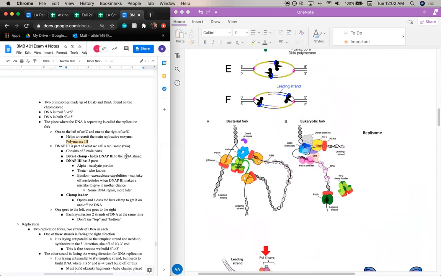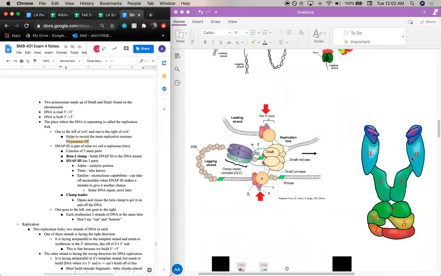DNA polymerase 3 itself has 3 parts. The alpha, and I have a picture here, so if you want to look at just DNA polymerase 3, you have an alpha, which is going to be the catalytic portion, the part that's reacting. Theta, we don't really know. And epsilon has exonuclease capabilities. It can take off nucleotides when DNA polymerase 3 makes a mistake, to give it another chance.